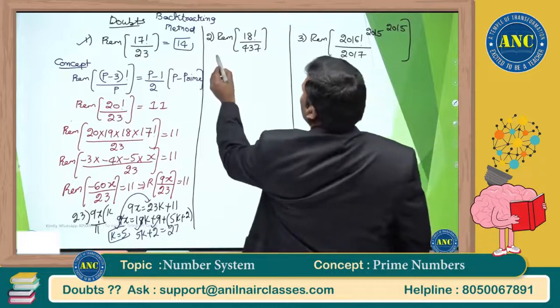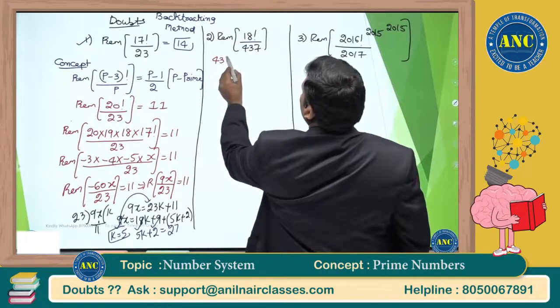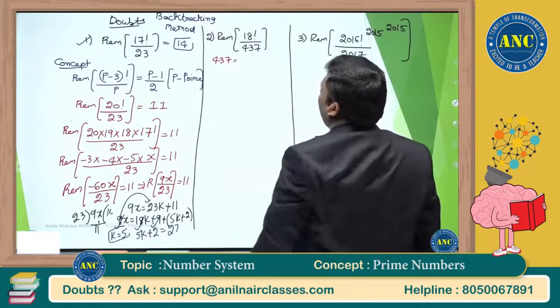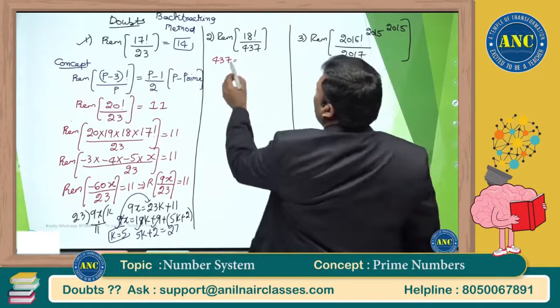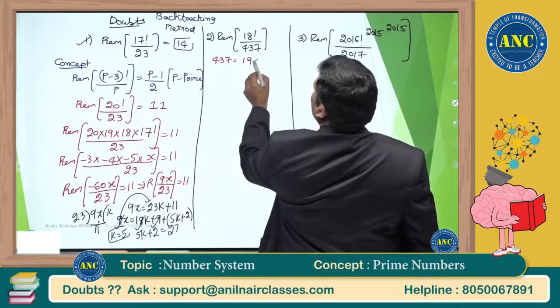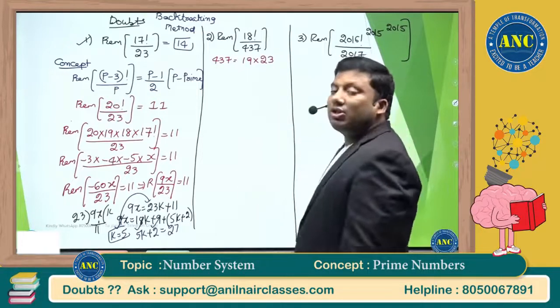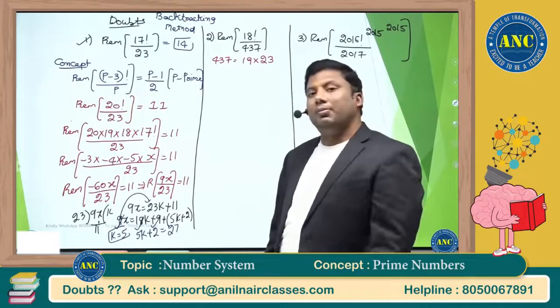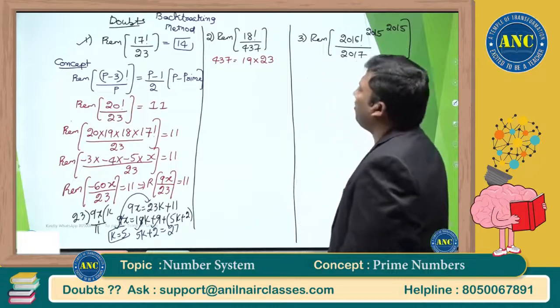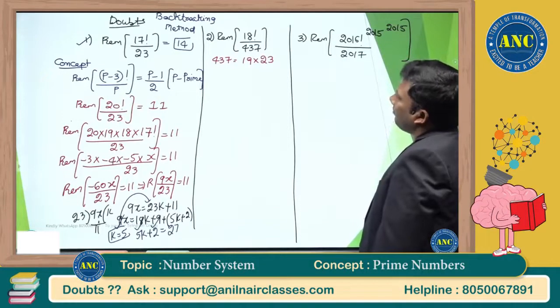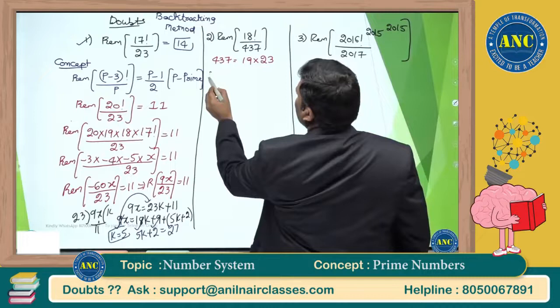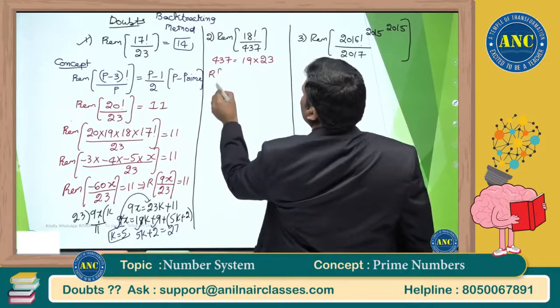Let us see whether 437 is a prime number or a composite number. 19 twos are 38, 19 threes are 57. 437 is a composite number. It is a product of two prime numbers, 19 and 23. So first I will go by 19.